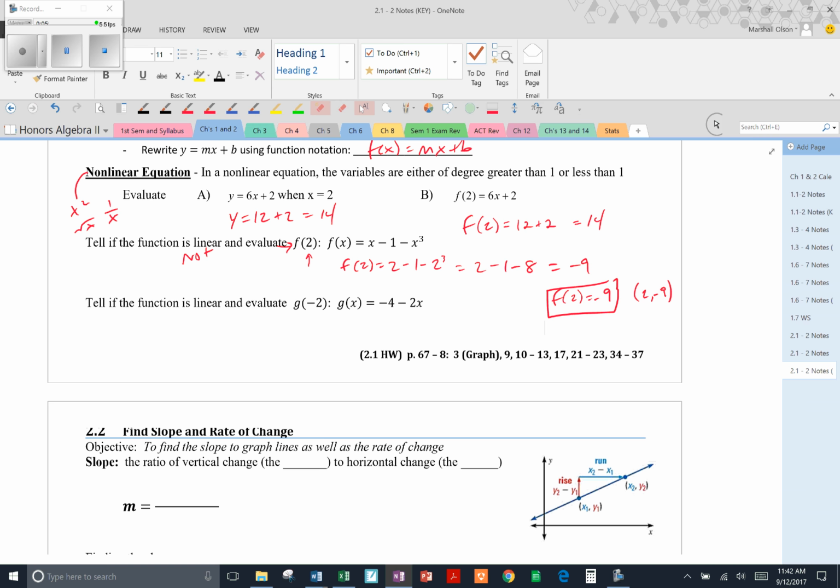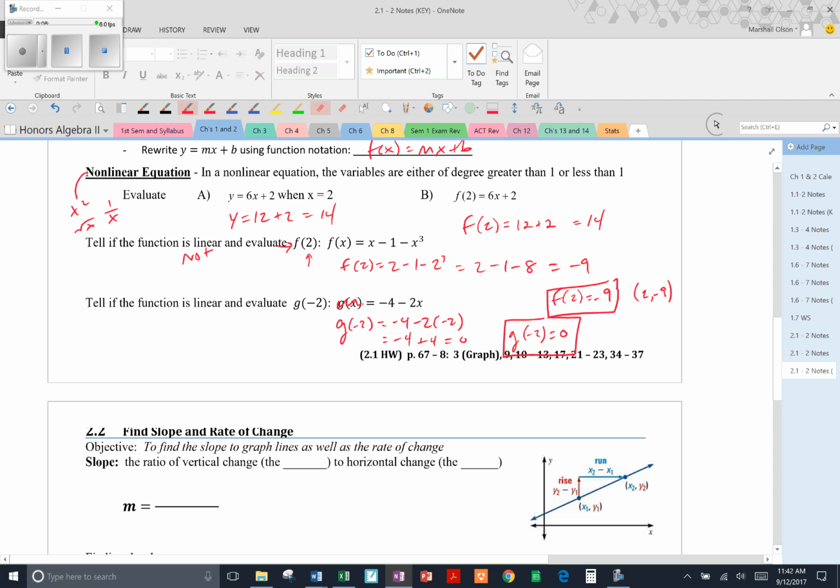All right, last one here. I'm going to put negative 2 in for x. Careful with the negatives. We end up getting 0. So g of negative 2 equals 0. That's actually pretty special. We're going to talk about this more in this class. When you evaluate a value for x and you get 0, that's actually a solution if we were to set this equal to 0, and it shows up as an x-intercept on the graph. And we're going to see that happen quite a bit in here.